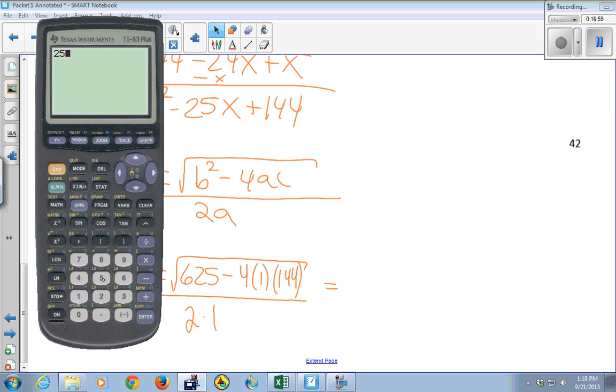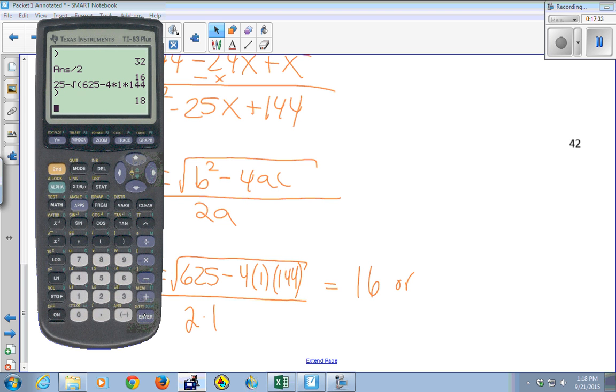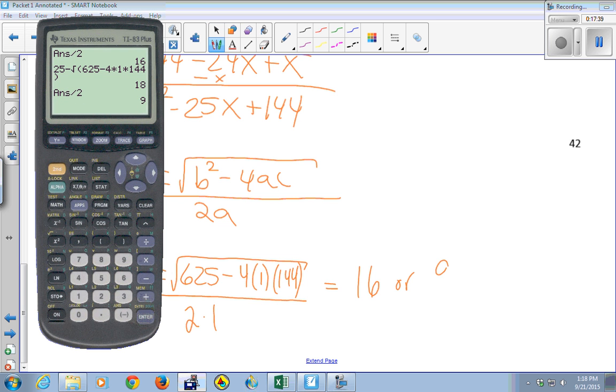All right, so I have 25 plus the square root of 625 minus 4 times 1 times 144, and then divide that by 2, and I get 16. So that was the plus part. That was the 25 plus square root of b squared minus 4ac all over 2a. And then I got to do the minus part. So I'm going to do second enter, and then just change that 25 plus to a 25 minus, divided by 2, and I get 9. 16 or 9.